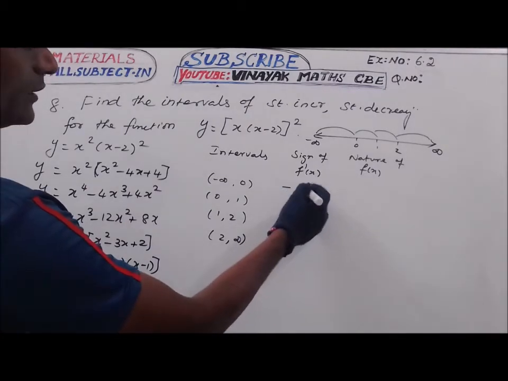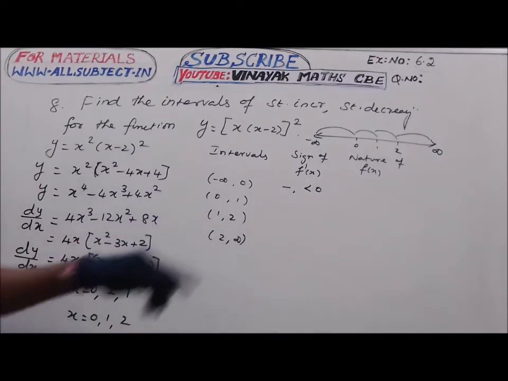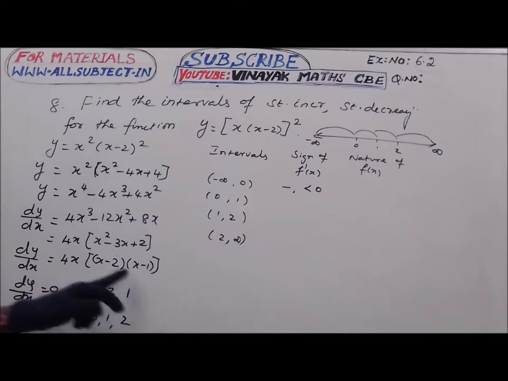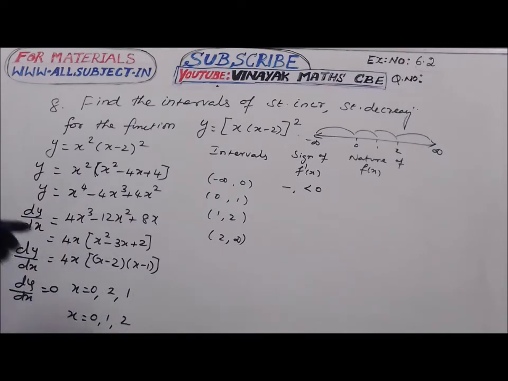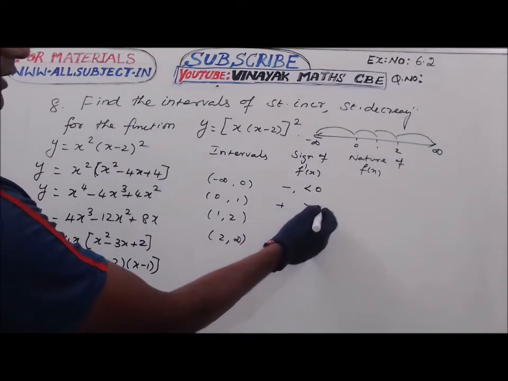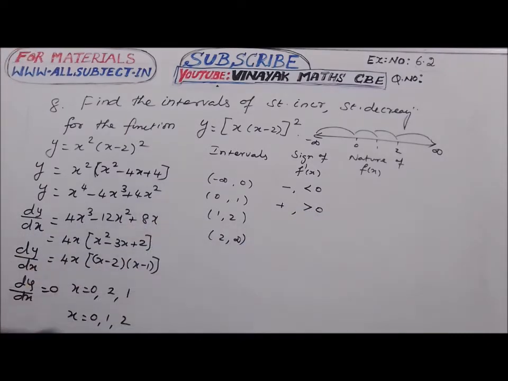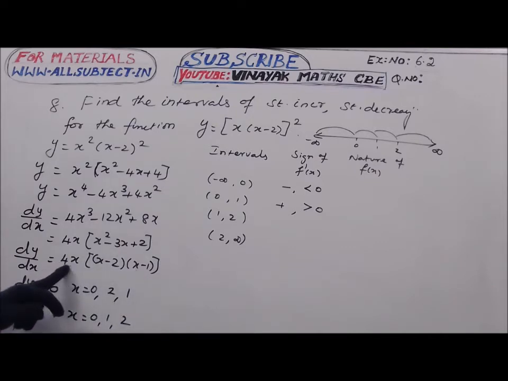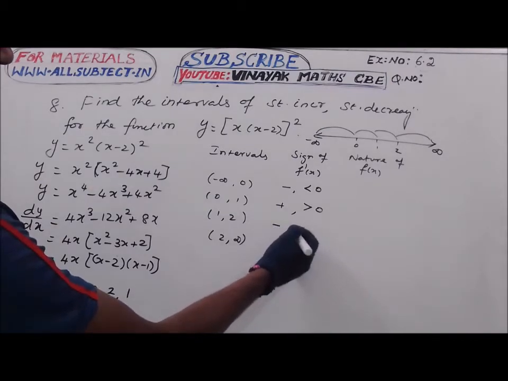So a negative sign, that is less than 0. And taking any value in 0 to 1, that is 1 by 2, we get minus, minus, plus, that is minus into minus. Here we have positive sign, that is greater than 0. And in 1 to 2, we can take 1.5, which means this is negative, this one is positive, and this is positive, so negative, positive, positive gives negative. So less than 0.